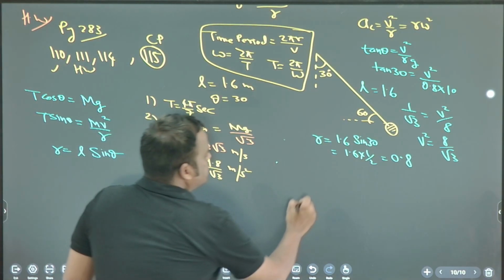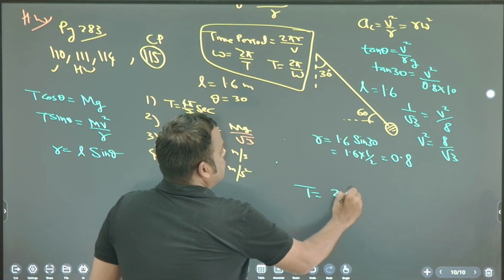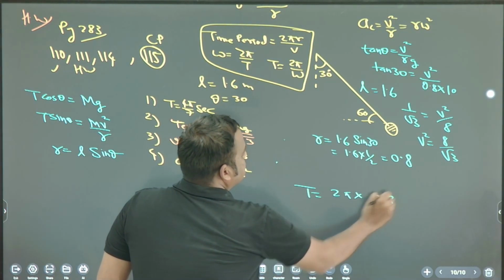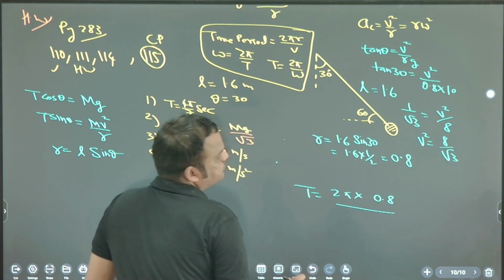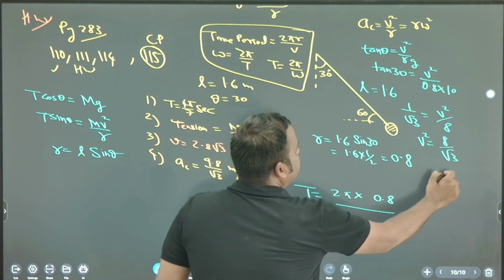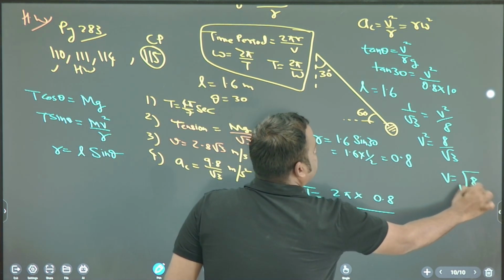So time period is 2 pi R by V. Now V will be square root of 8 by root 3.